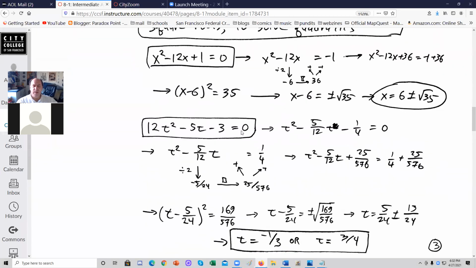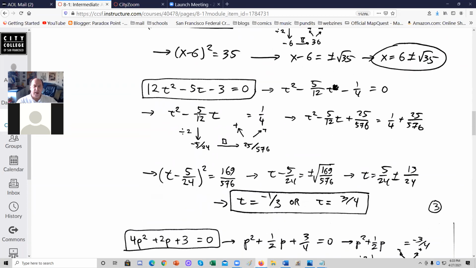All right, now this one's a little more complicated because it has a 12 in front of the x squared. And completing the square only works for a 1 in front of the x squared. So what we'll do is divide both sides by 12. And this will get t squared minus 5/12 t minus 3/12, which is minus a quarter, equals 0. Add a quarter to both sides, so I'll move this 1/4 to the right. t squared minus 5/12 t equals 1/4.